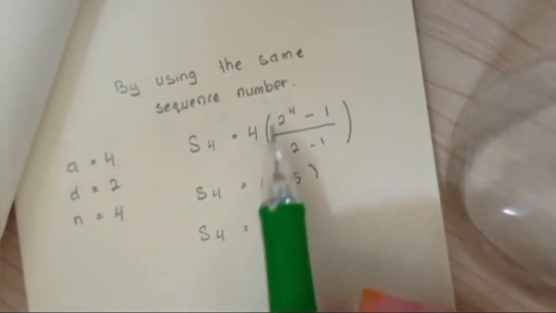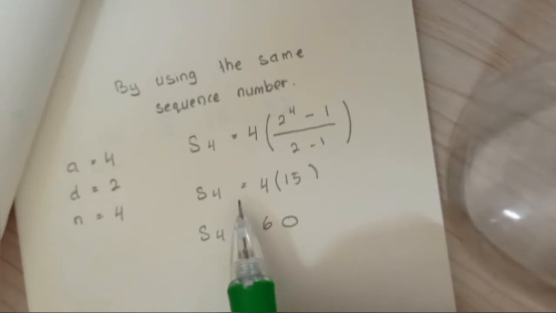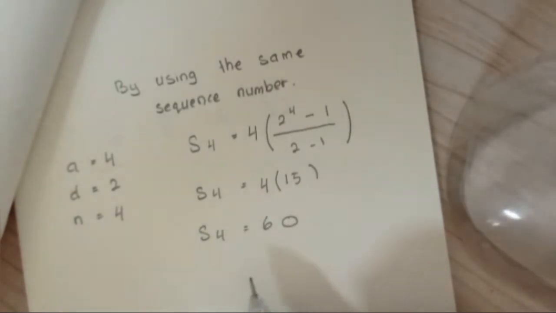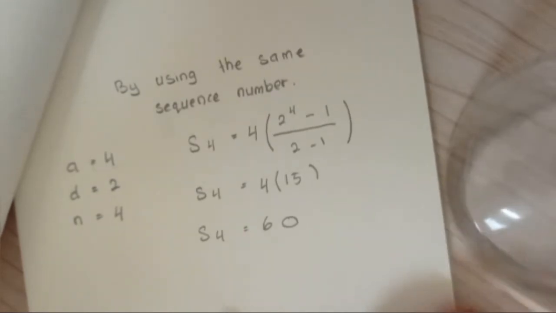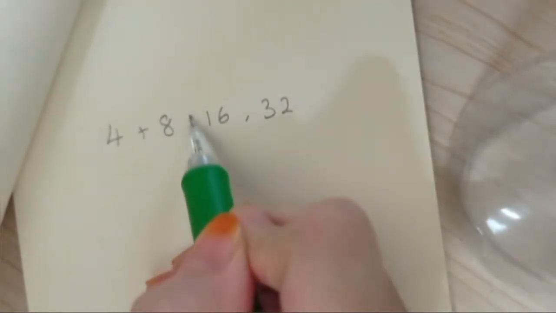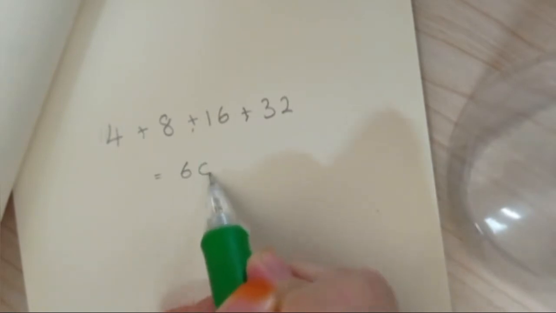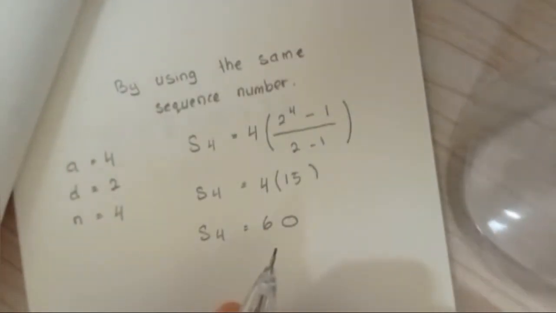So calculate the bracket first, we get 15. So 4 times 15 equals 60. It just seems like we add all of the numbers, like 4 plus 8 plus 16 plus 32, and we will get 60. But this is a simpler way to calculate, and they have their own calculation formula, so it is better to use the formula. So that's all for my explanation.